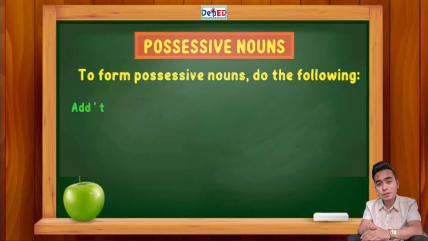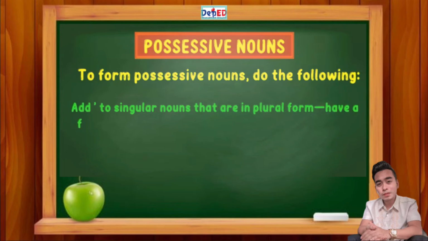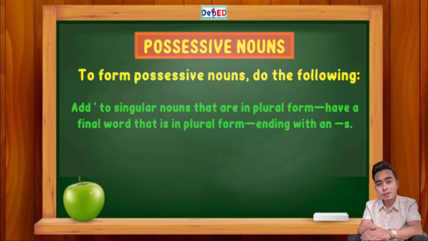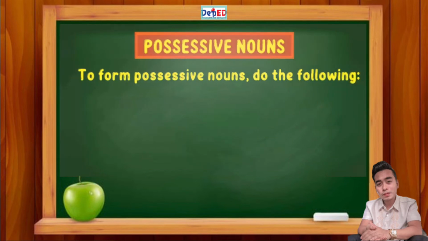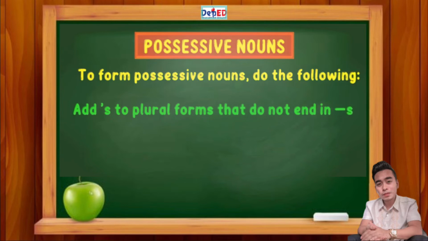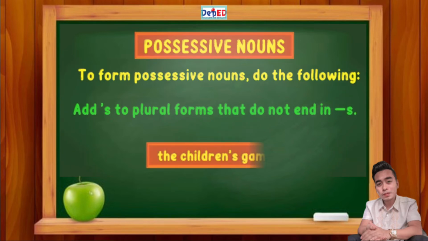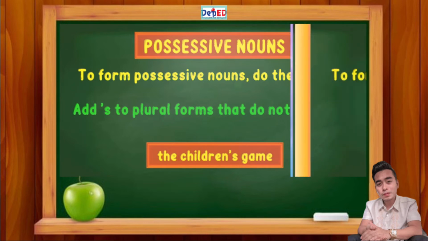Another rule, add apostrophe to singular nouns that have a final word that is in plural form ending with an s. For example, Chocolate Hills View. Another, add apostrophe s to plural forms that do not end in s. For example, the children's game.